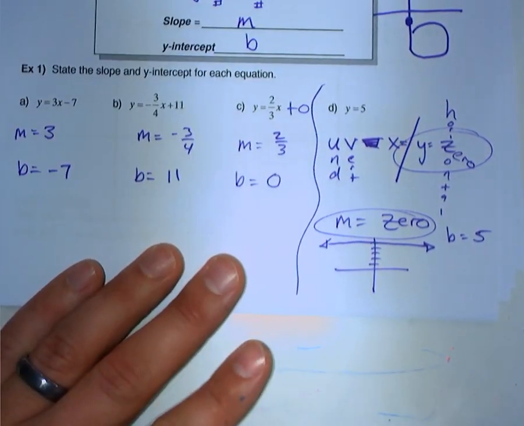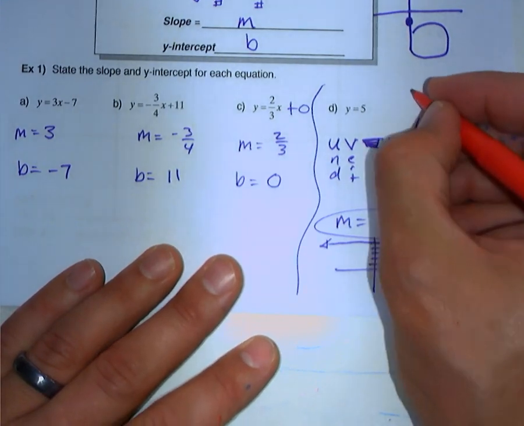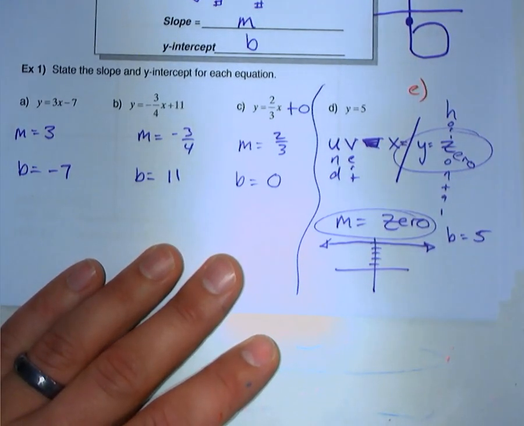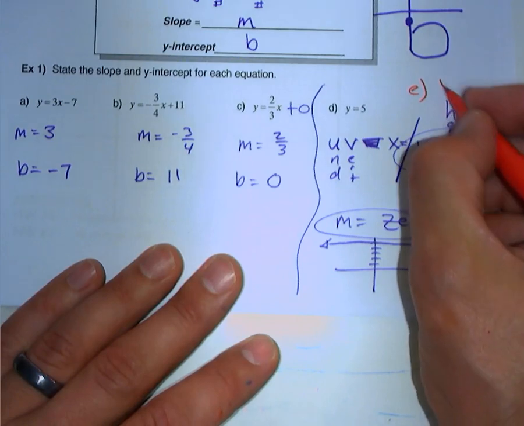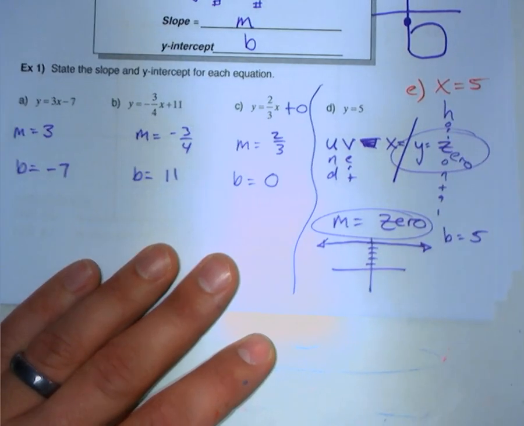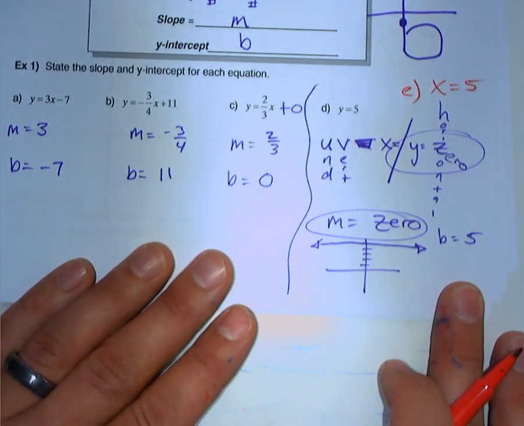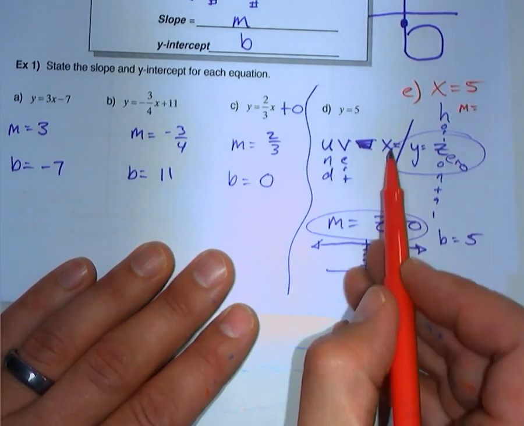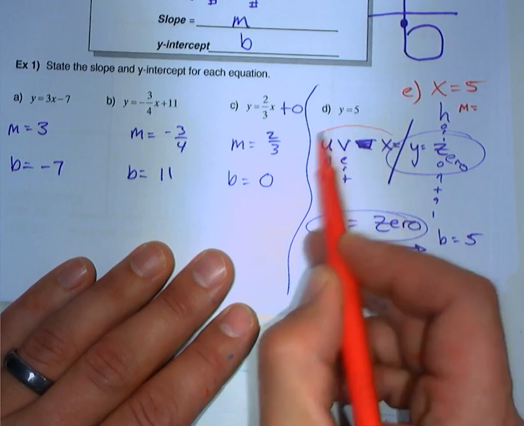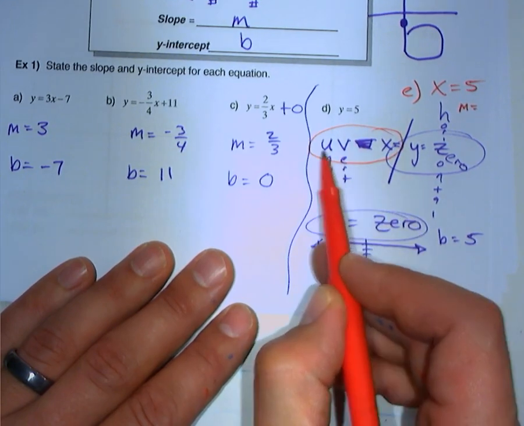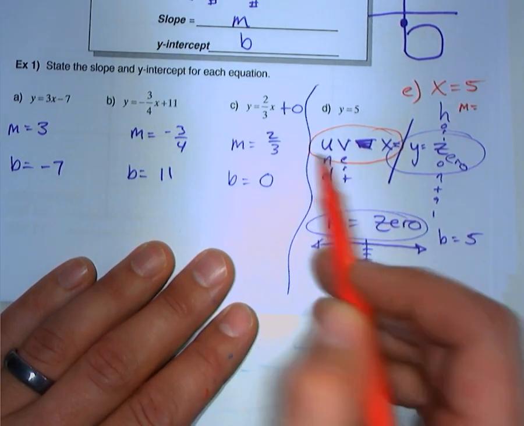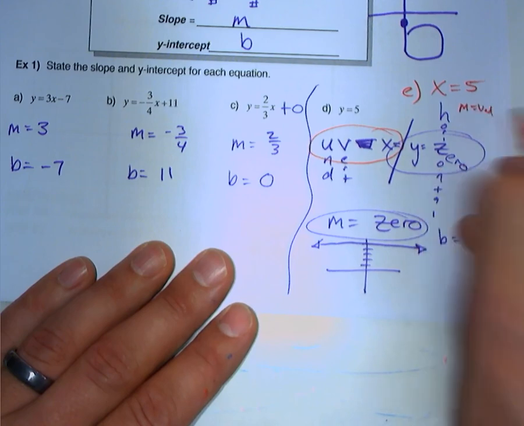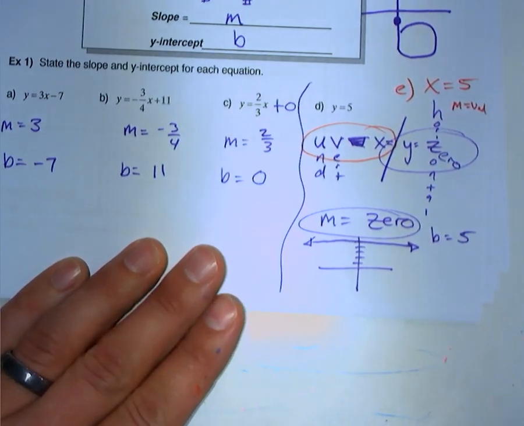Okay, now I'll add in another one just for fun. Let's be crazy. We'll call this E. So that's E. What if I had x equals 5? What's the slope of that one? This is an x equals, so that's this side. It's a vertical line and it has undefined slope. Okay. That's a vertical line.